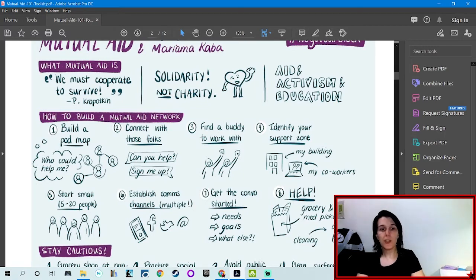It's cooperation, it's being together in community and solidarity, not charity, which is this kind of understanding that some people miss out on sometimes, where to be in solidarity with each other means we're mutually doing things for each other. It's not this person being a savior and coming and giving to someone else. And it's aid, activism, and education. It's continued work together, assisting each other, and educating each other on issues.